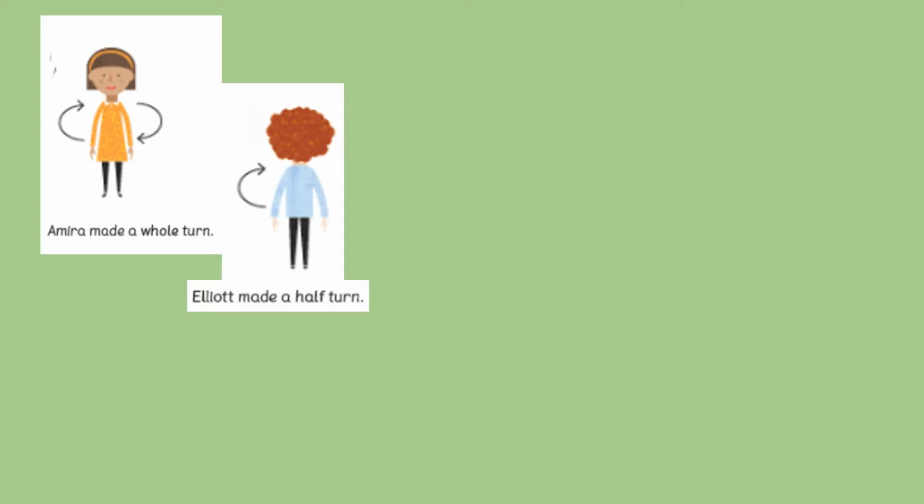This is Elliot. Elliot started off like Amira. He was facing us. But look at the arrow. It looks a bit different to Amira's arrows, doesn't it? Elliot has got his back to us now. He's facing away from us. And that's because Elliot made a half turn.